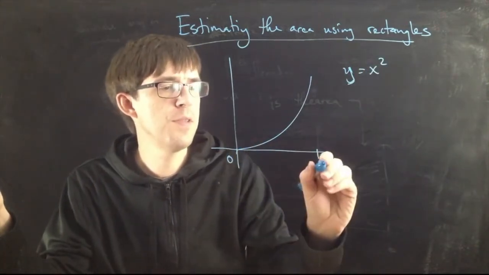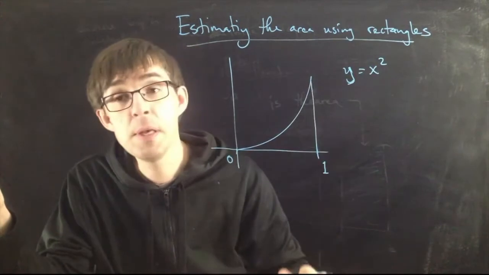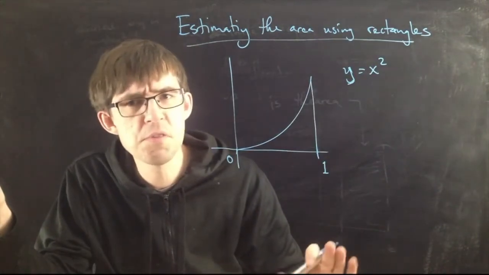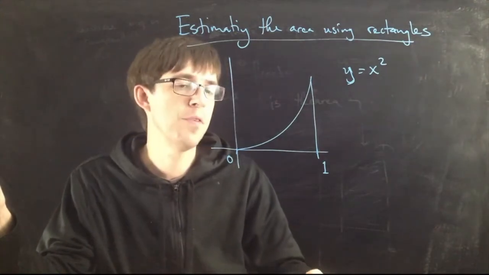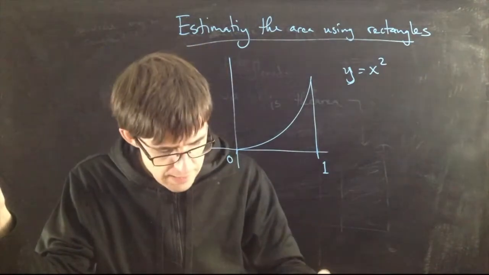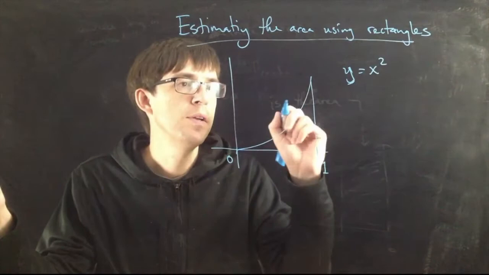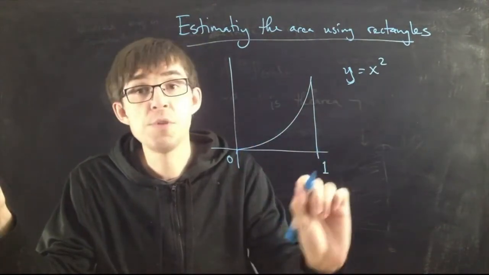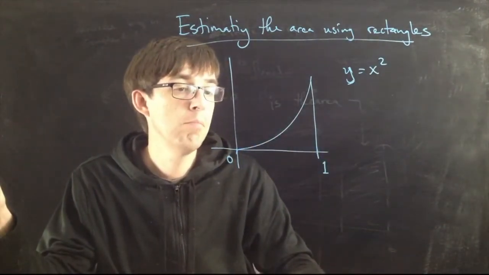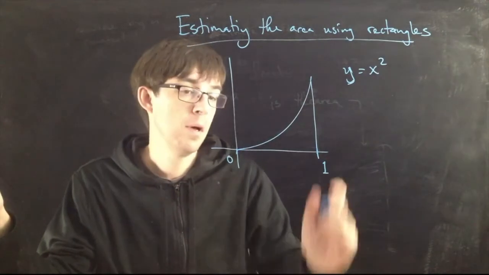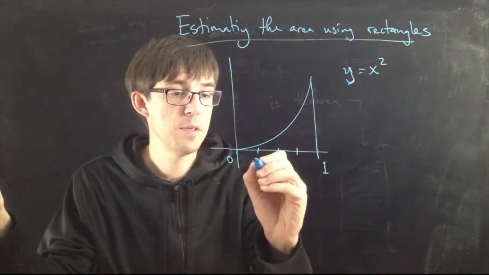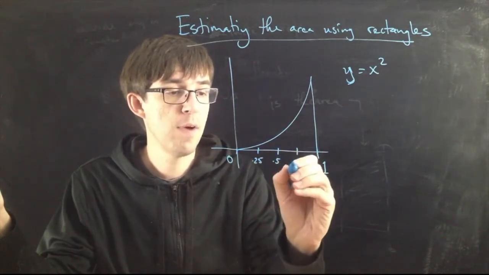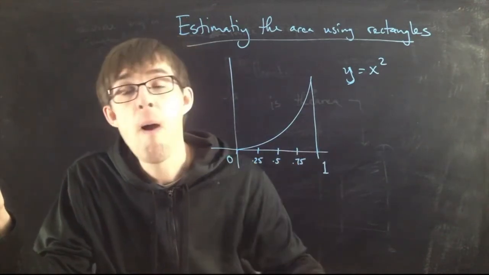Now, I told you this area ends up equaling 1/3, although there isn't really a good reason for you to believe me at this point, but it is 1/3, just because I know how to do this. Here's the idea. I'm going to divide the interval from 0 to 1 into a bunch of little bitties. I'm going to maybe divide it into 4 pieces. So this is 0.25, this is 0.5, this is 0.75.